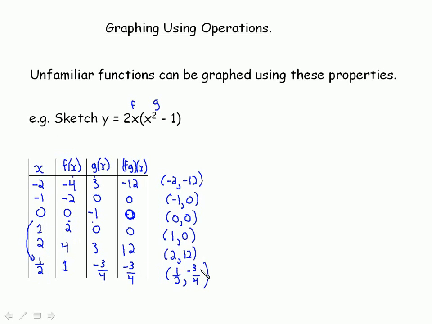So let's see what this looks like. And we have to plot these. But here's -2, -12. I'll get that one roughly drawn in down there. And then we had -1, 0. We had 0, 0. We had 1, 0. And then we had 2, 12. And then just to help us out a little bit, when x was 1/2, y was -3/4, which is about right there. And we just connect the dots basically.